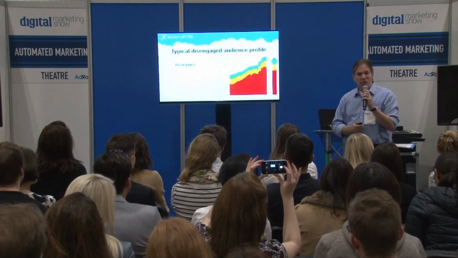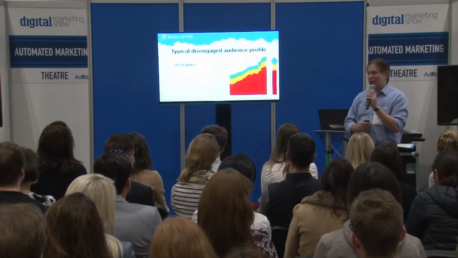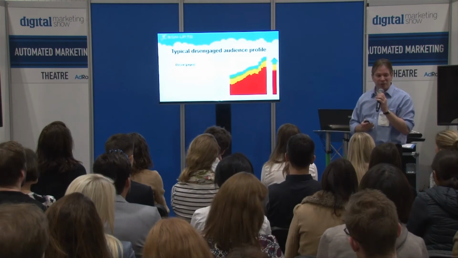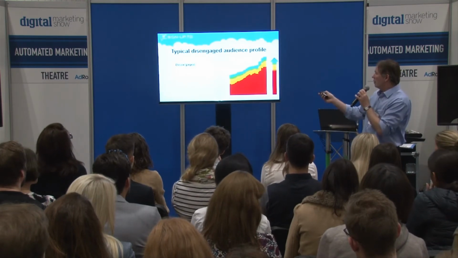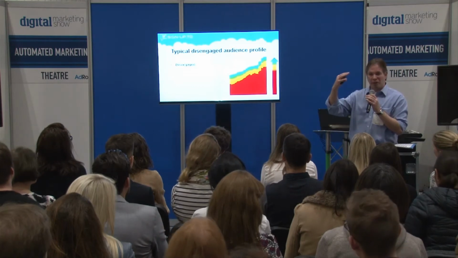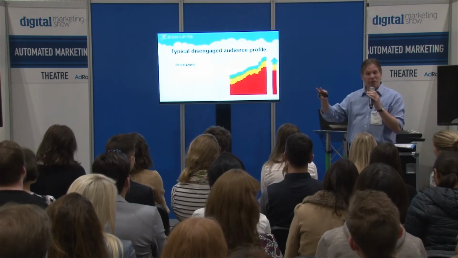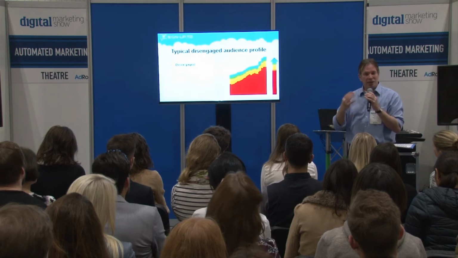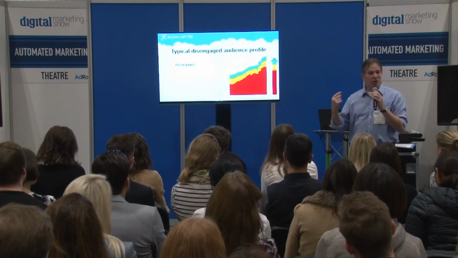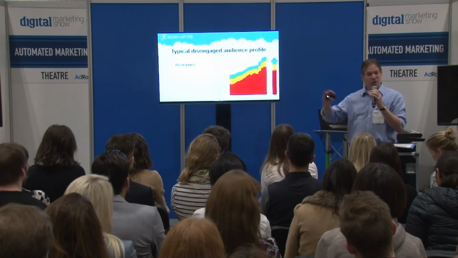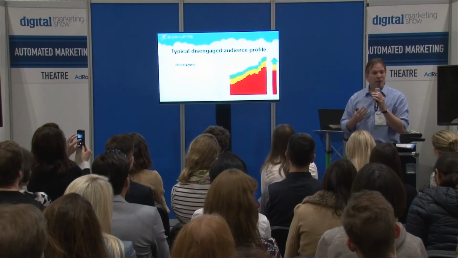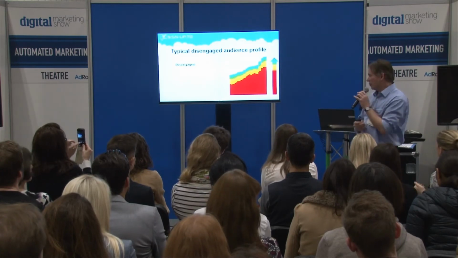This is more of a profile of a typically disengaged database. It's not actually too bad. I'll show you some worse examples of this. But here you can see that the 1 stars are proportionally large compared to the other ones. The database is still growing, of course, so if all you look at is how big your database is, hey, I'm doing okay here. But when you actually look at the engagement profile, you can say, yes, you're growing your database, but you're growing your database with a whole load of people that really don't care about what it is that you're sending to them.